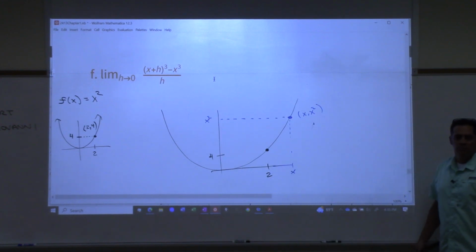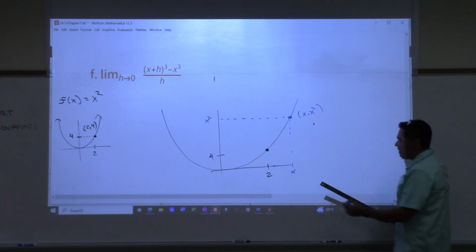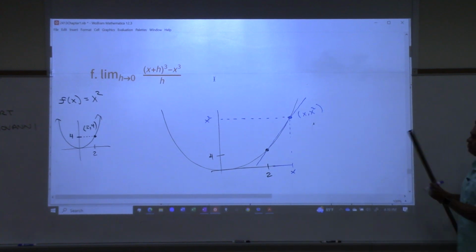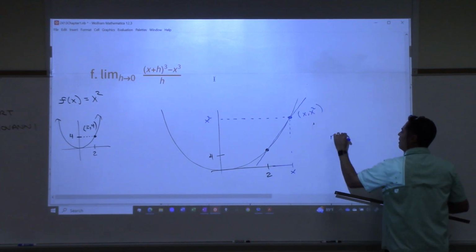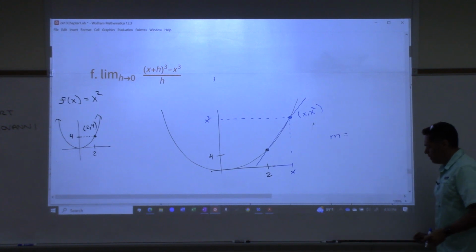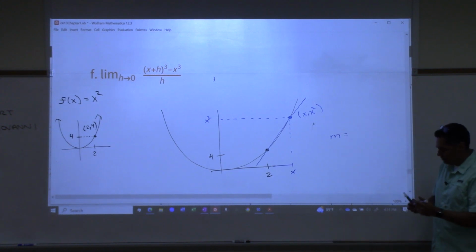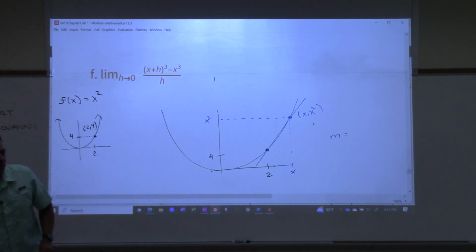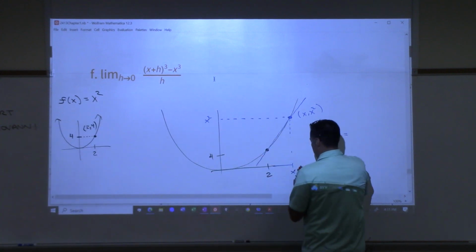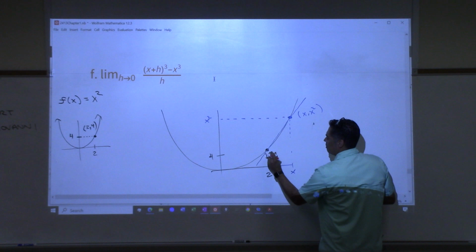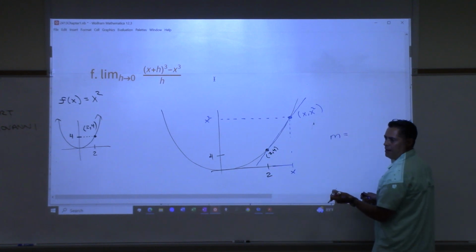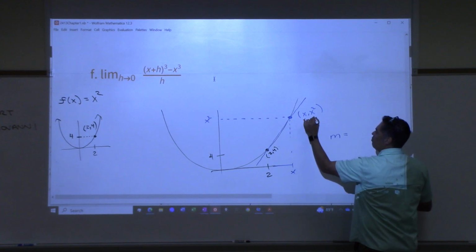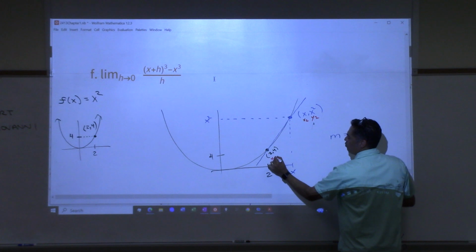Yes? If I connect these two together with a straight line, can you tell me the slope of that line? Slope would be rise over run. We had a formula for it, right? What was our formula? Y2 minus Y1 over X2 minus X1. This point right here is 2, 4, and this one right here is this. I'm going to call this X2, Y2. This is X1, Y1.